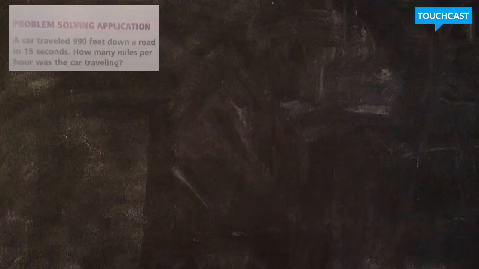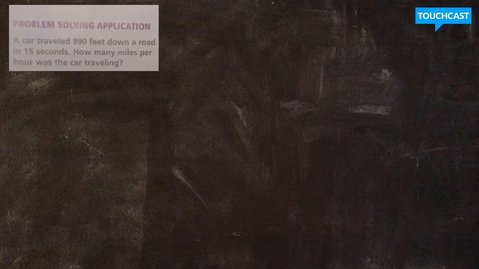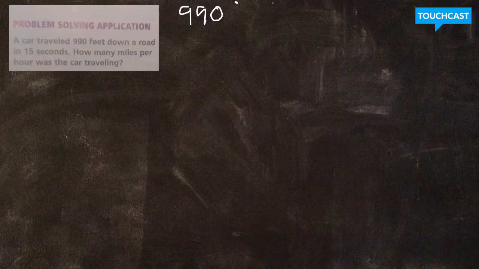Our next example is a problem-solving application. A car traveled 990 feet down a road in 15 seconds. We need to find out how many miles per hour the car was traveling. The first step is to understand what the problem is asking us. The units stated are feet and seconds, but our answer wants miles and hours. So we need to list some important information. First, the car was traveling 990 feet in 15 seconds.